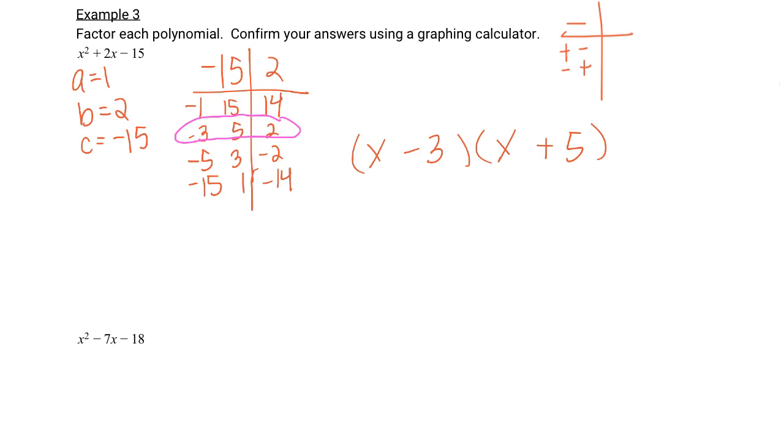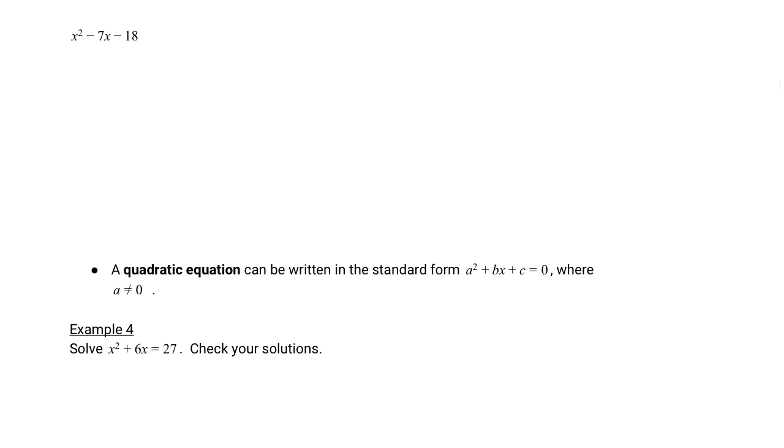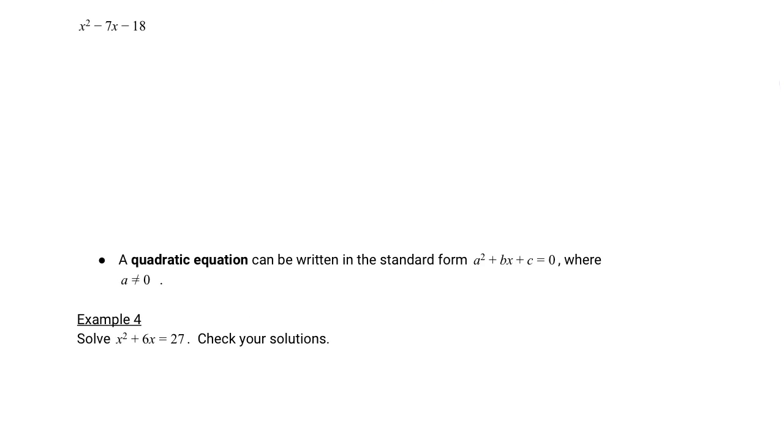Let's multiply and double check. X squared plus 5x minus 3x minus 15. Combine like terms: x squared plus 2x minus 15. Looks like we did it. All right. Do the next one on your own.